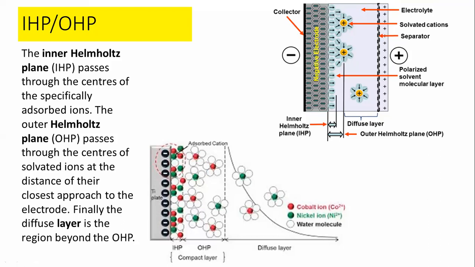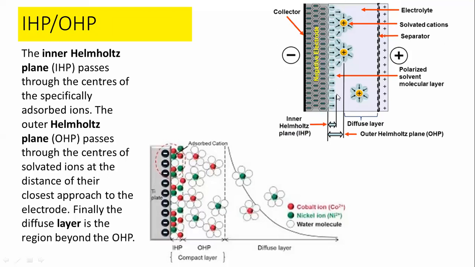It passes through the center of the specially adsorbed ions, and this is called the outer. These are the two forms: the outer Helmholtz potential and the inner Helmholtz potential. The inner one passes through the centers of the specially adsorbed ions. These are the adsorbed ions, and this is the first layer, and it is called the inner Helmholtz potential. That means this is the deposited layer here, the first layer near the electrode. So this is called the inner plane, named after the scientist, the inner Helmholtz potential.